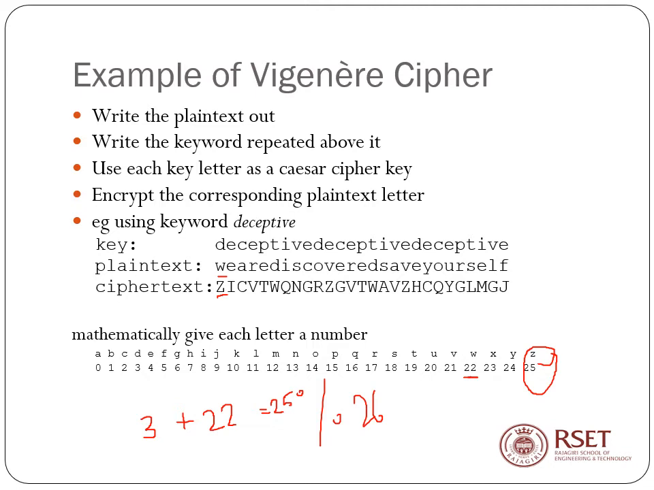Similarly, the second one, E and E. I'll be adding E and E, which is 4 plus 4, 8. 8 mod 26 is 8. The character corresponding to 8 is I. That means you are adding the corresponding plain text and key characters, doing a modulus 26 and converting that number to its corresponding character. So this is how a Vigenere cipher works.